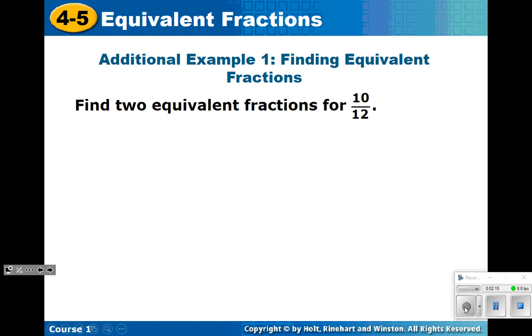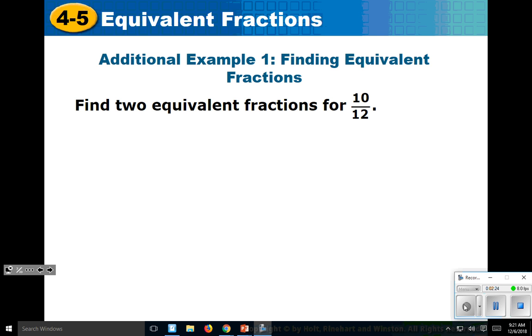You're going to be asked to find equivalent fractions. Okay, so we need to find 2 equivalent fractions for 10/12. Equivalent means equal. There are a couple of ways to do it. We got 10 over 12. We can scale it down, meaning divide top and bottom by the same thing, or we can scale it up by multiplying top and bottom by the same thing. The key thing there is by the same thing.